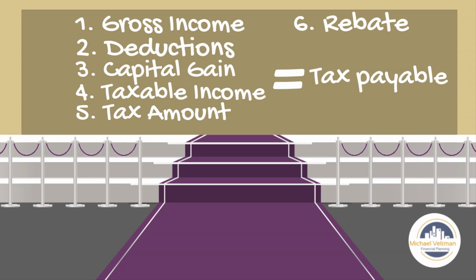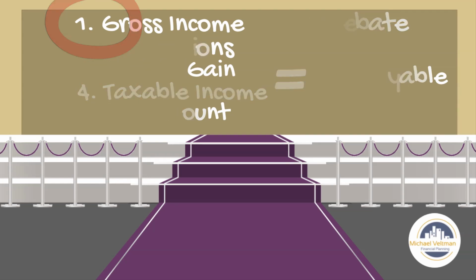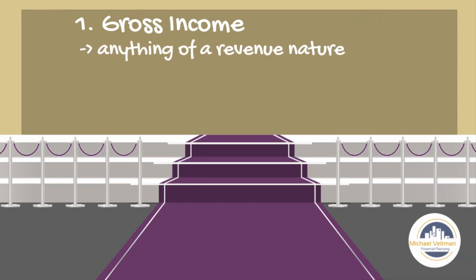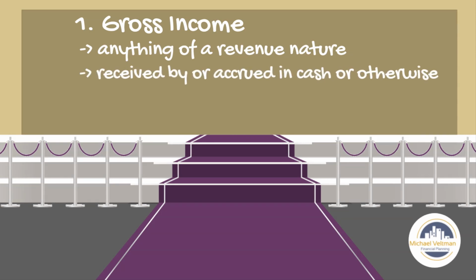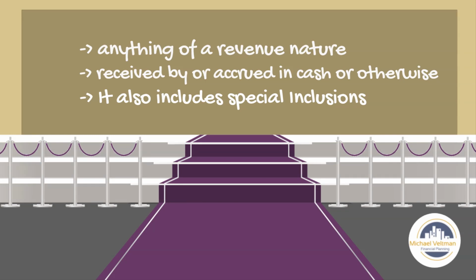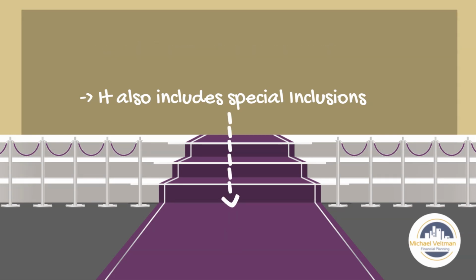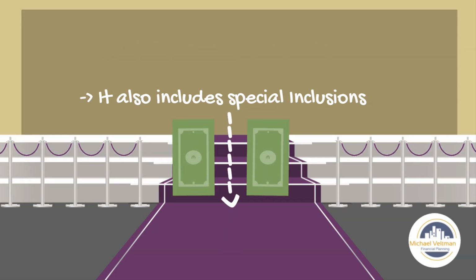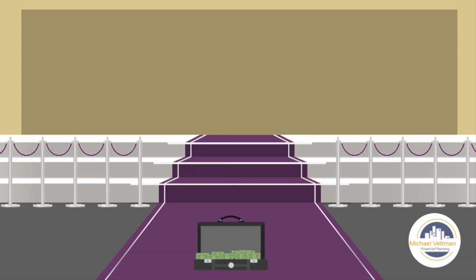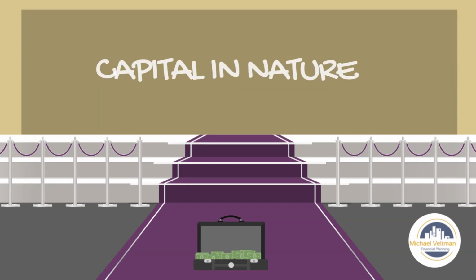If you look at the aforementioned formula, you will observe that gross income is the very first amount that we need to input. Gross income is anything of a revenue nature received by, or accrued, in cash or otherwise. It also includes special inclusions. The specific inclusion provisions ensure that certain amounts received by or accrued to a taxpayer are included in gross income, even though they may be regarded as capital in nature.